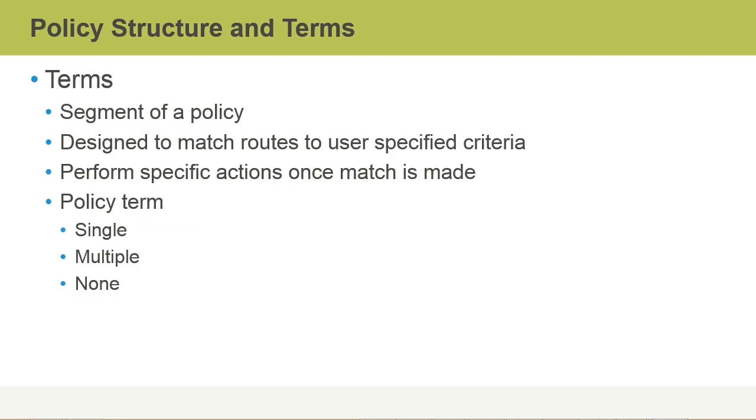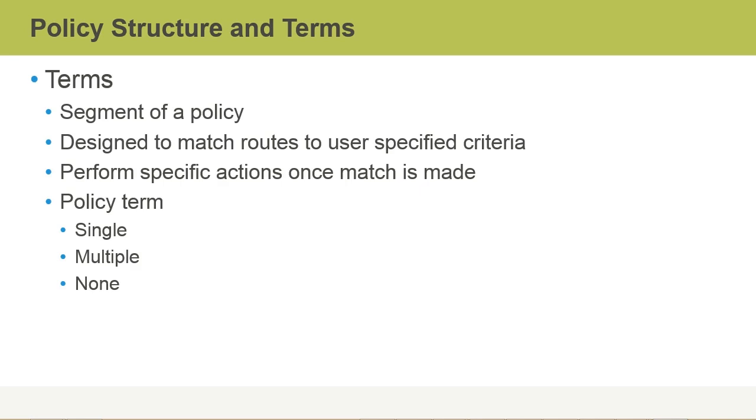The last thing I want to talk about here is terms. As I mentioned earlier, those policy statements are what we call terms. Terms are segments of the policy. They're designed to match routes to user-specific criteria. So you design those terms and program them based off the criteria that you're looking for. Those terms also perform specific actions once a match is made.